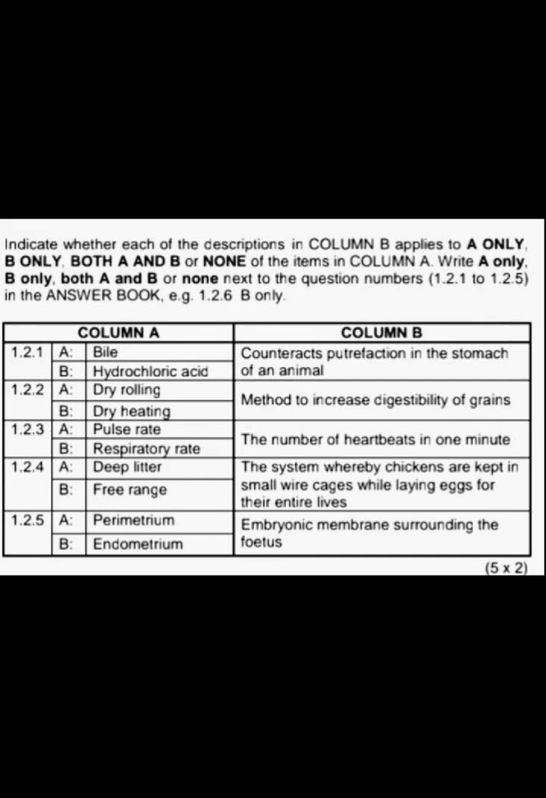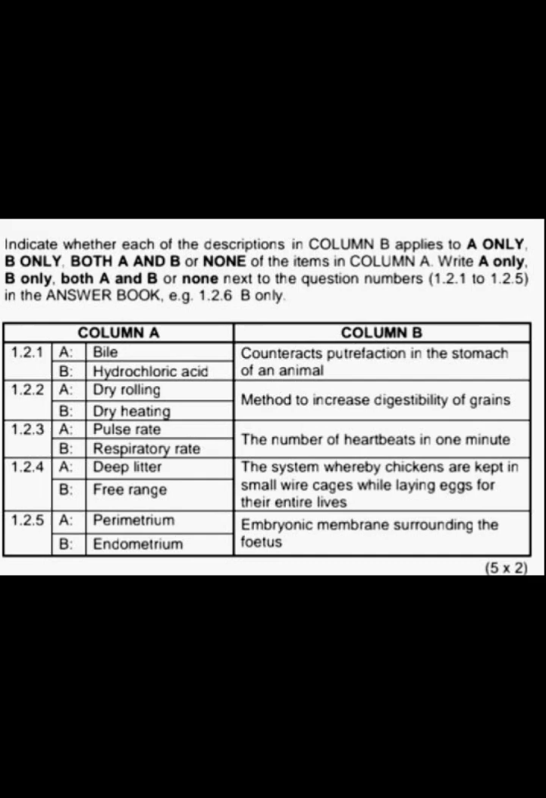So let's go to 1.2.3. The number of heartbeats in 1 minute. Pulse rate, respiratory rate. Here you must know. Pulse rate is the number of heartbeats in 1 minute, the number of times your heart beats. Respiratory rate is the number of breaths in each minute. So it's A only, pulse rate. They go hand in hand, and we can feel our pulse rate at the wrist and the neck. So here it's A only.